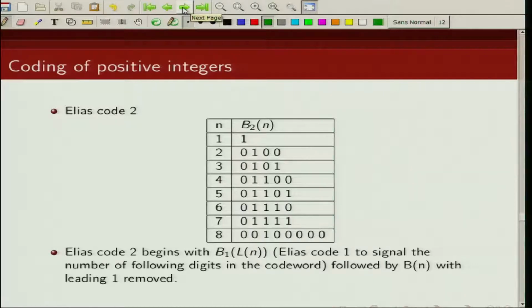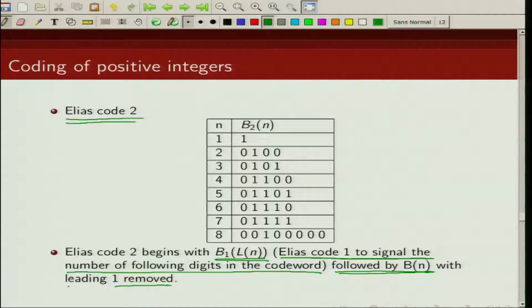So Elias came up with a trick, and that's as follows. Elias 2 codes begin with Elias 1 code. So Elias code 1 is used to signal the number of bits in the code word. So earlier what was used in Elias code 1? We were using runs of zeros. So here that is replaced by Elias code 1 to signal the number of following digits in the code word, and followed by the binary representation of the number with leading one removed.